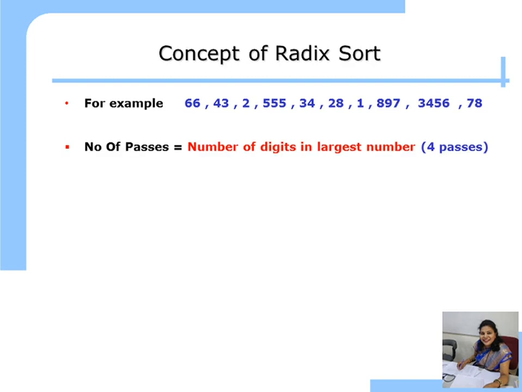How? The formula for the number of passes in radix sort is different from bubble, selection and insertion sort. Here the number of passes is based on the number of digits in the largest number. So in the array, which is the largest number? It is 3456. So in the largest number we count the digits. There are 4 digits: 6 at the unit position, 5 at the 10s position, 4 at the 100s position, and 3 at the 1000s position. So we require 4 passes.